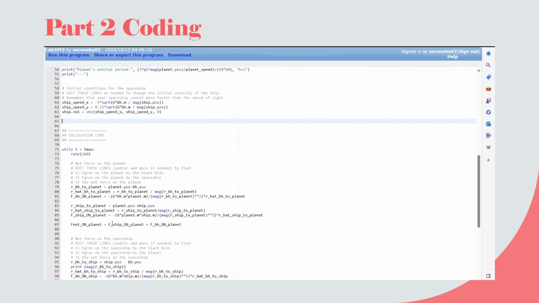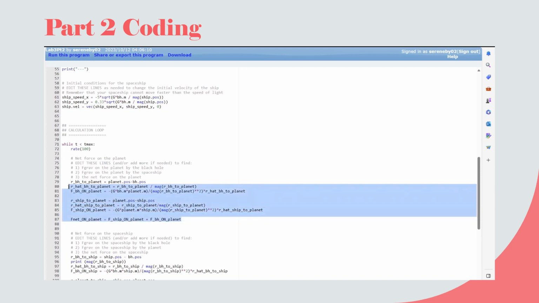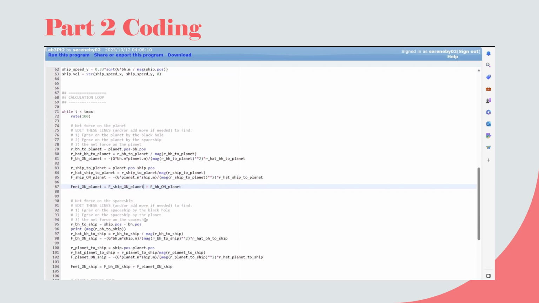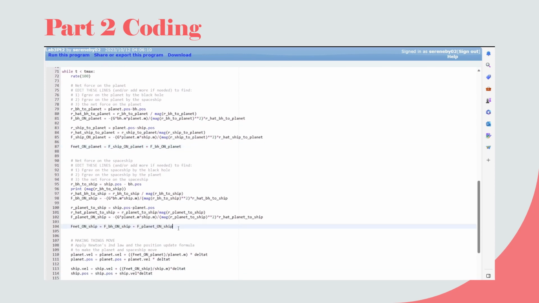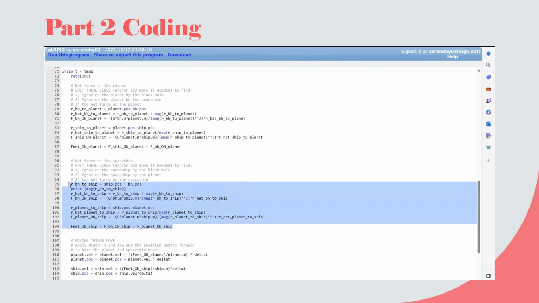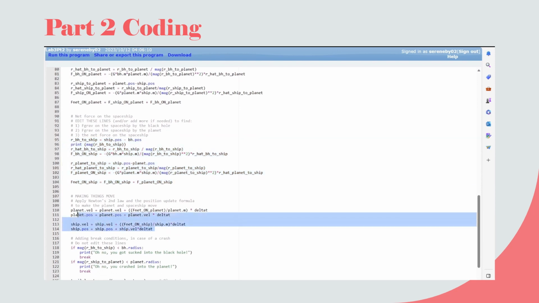In the calculation loop, I've calculated the net force on the planet by inputting the force of gravity on the planet by the black hole, force of gravity on the planet by the spaceship, and the net force of the planet. And here I've calculated the net force on the spaceship by inputting the equations to calculate the force of gravity on the spaceship by the black hole, the force of gravity on the spaceship by the planet, and the net force on the spaceship. And here I've included the position update formula and the velocity update formula.